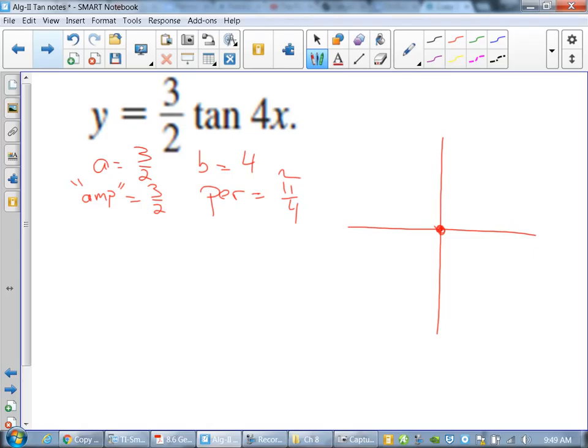Now, if my period, my distance between the two, is going to be pi over 4, and half of it is on one side and the other half is on the other, where does that place my asymptotes? An eighth, yeah. So basically, to get your asymptote, once you know your period, you cut it in half, and that will place your parent function's asymptotes.